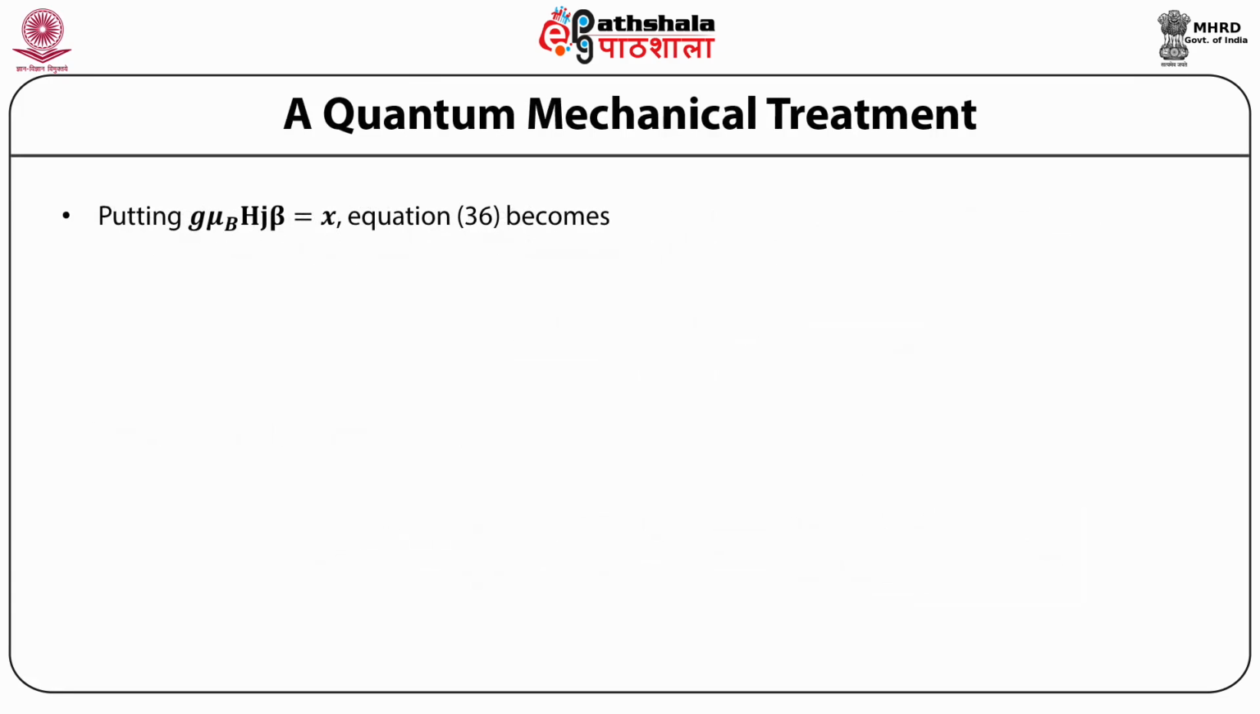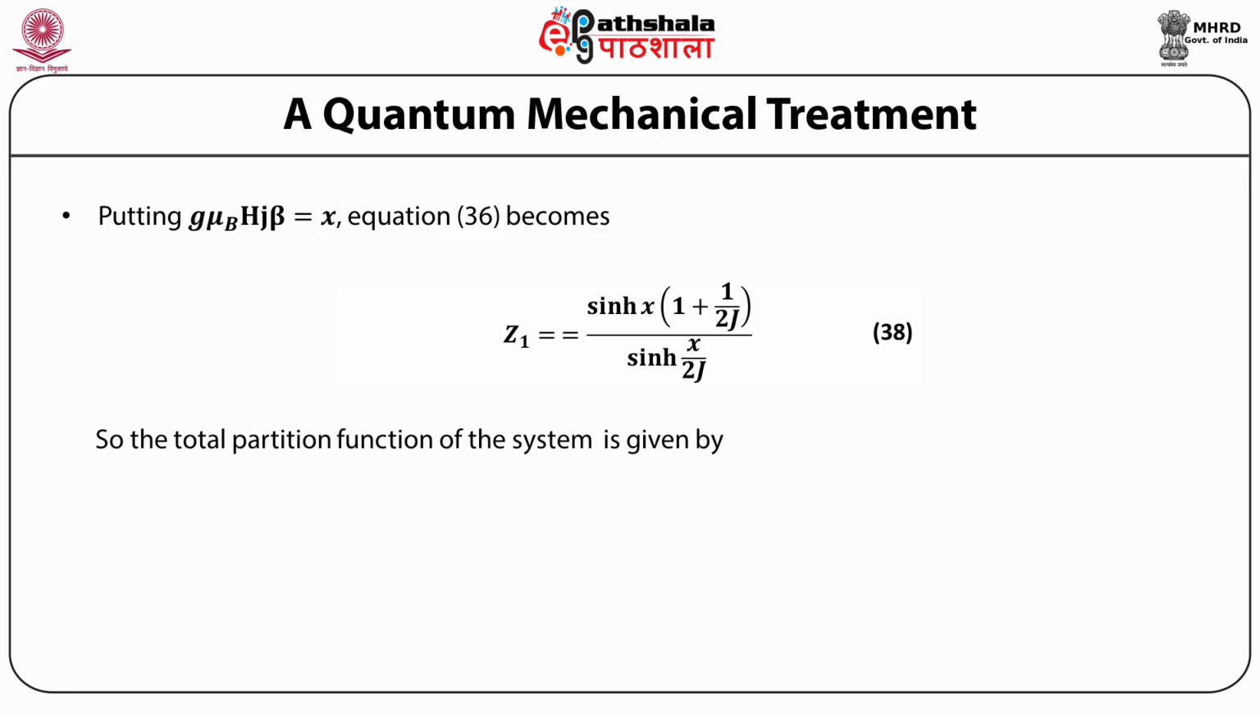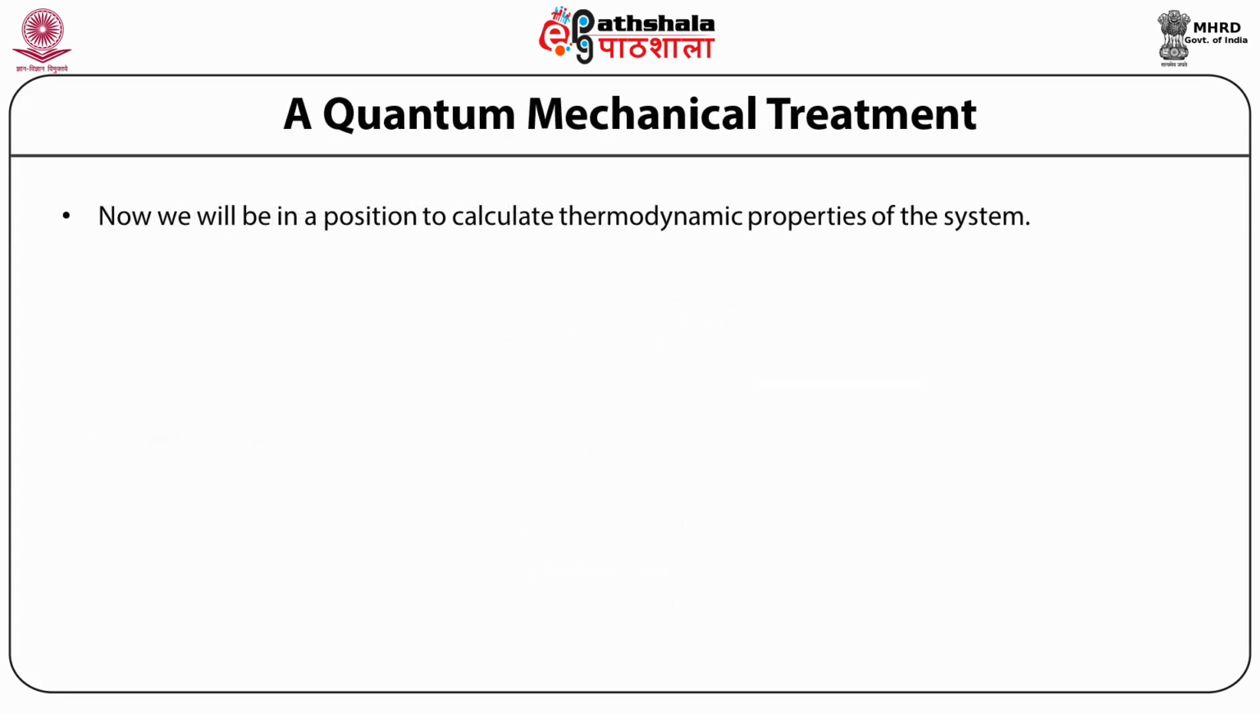Putting g μ_B H J β = x, equation 36 becomes Z1 = sinh(x(1 + 1/2J)) divided by sinh(x/2J). So the total partition function of the system is given by Z = [sinh(x(1 + 1/2J)) / sinh(x/2J)]^N. Now we will be in a position to calculate the thermodynamic properties of the system.